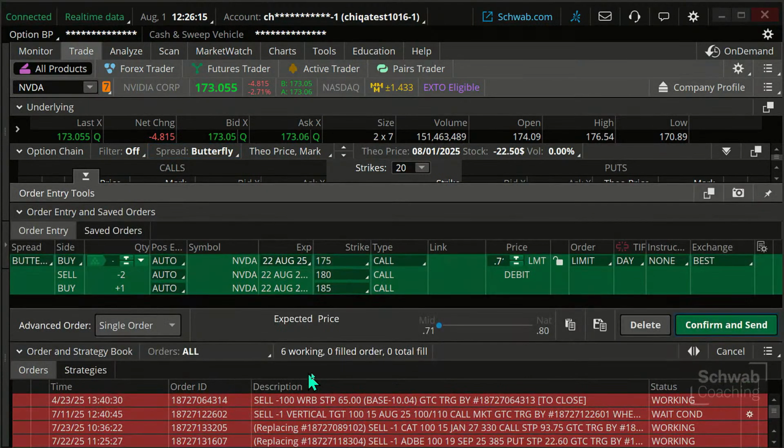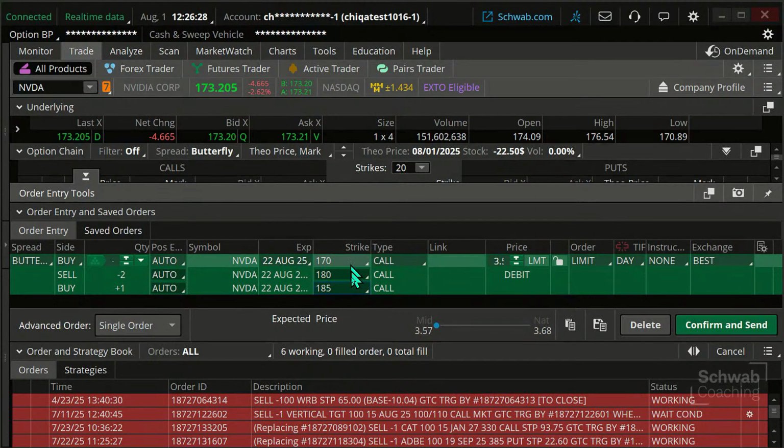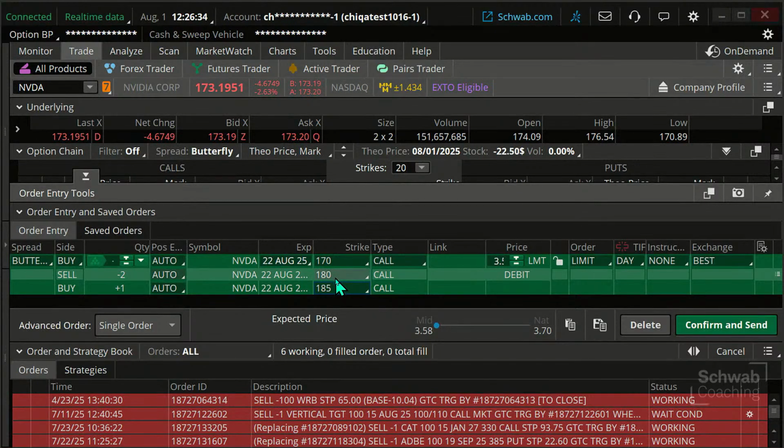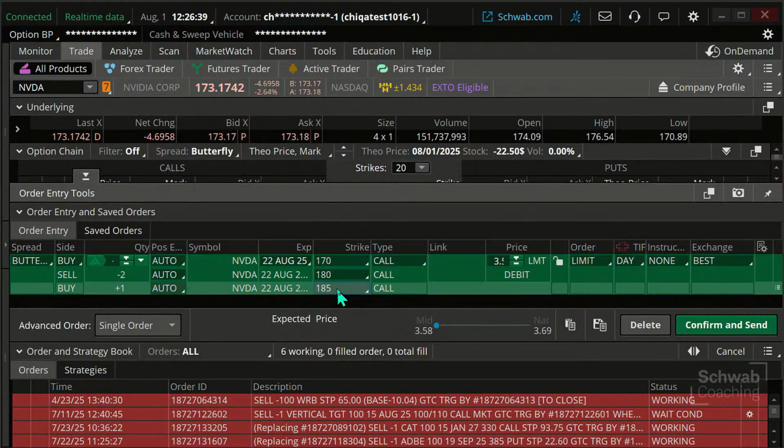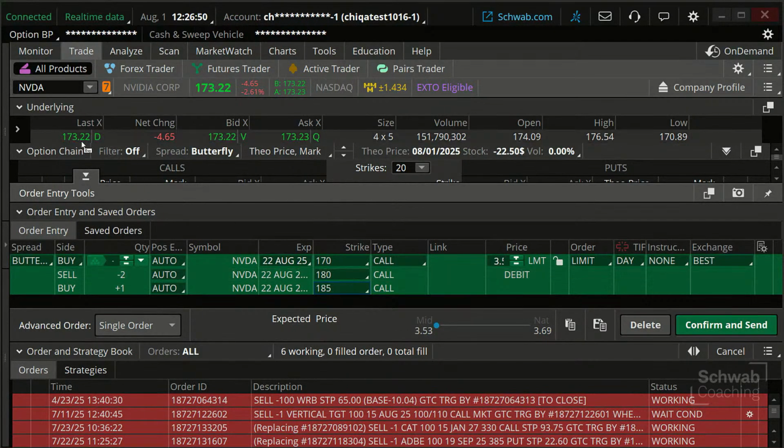But I'm going to do more than that. I'm actually going to shift my lower call down to a 170 strike. Notice the wings on that butterfly are now no longer equidistant. 170, 180, 185. So we've made it bullish in two separate ways. One, by adjusting even the center strike up higher than at the money. If I wanted to be more neutral, I'd go pretty much at the money there.